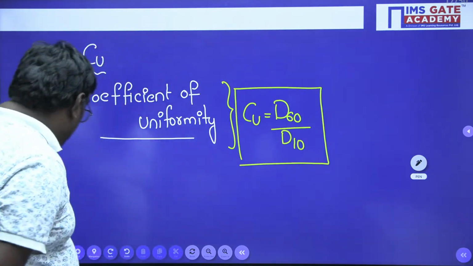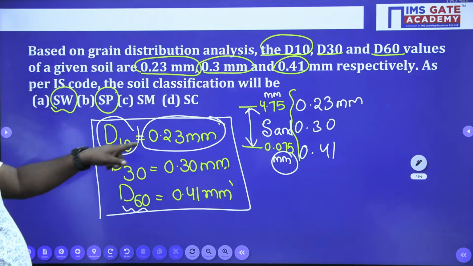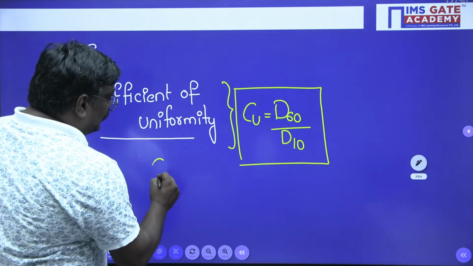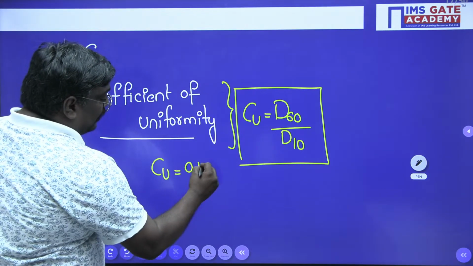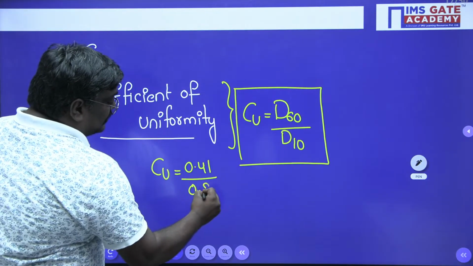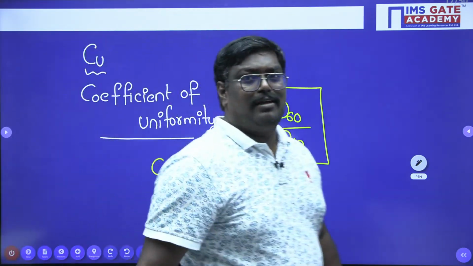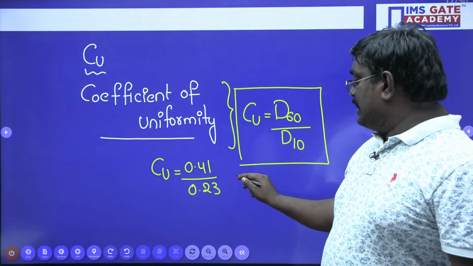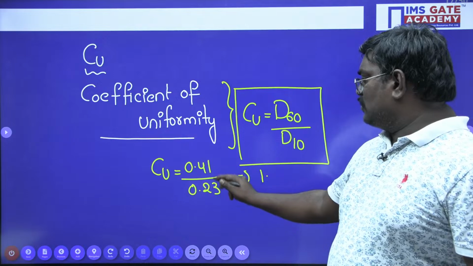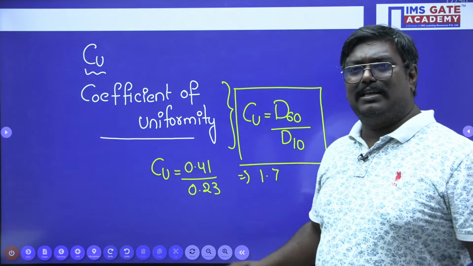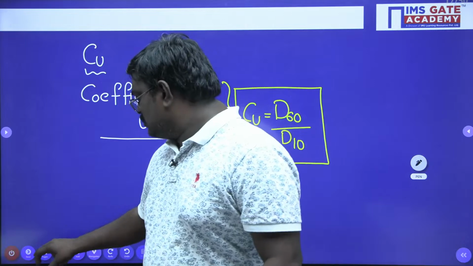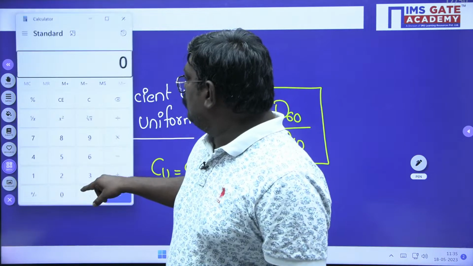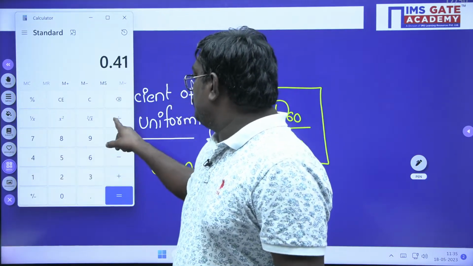Agree? Now what is the value of D60? D60 is 0.41 and D10 is 0.23. So here Cu is taken as 0.41 divided by 0.23. What is the value of 0.41 divided by 0.23? Anyone quickly, my dear students? It is around 1.7, 1.77 or something. Just tell me what is the value, students? I'll just do it for you. 0.41 divided by 0.23.